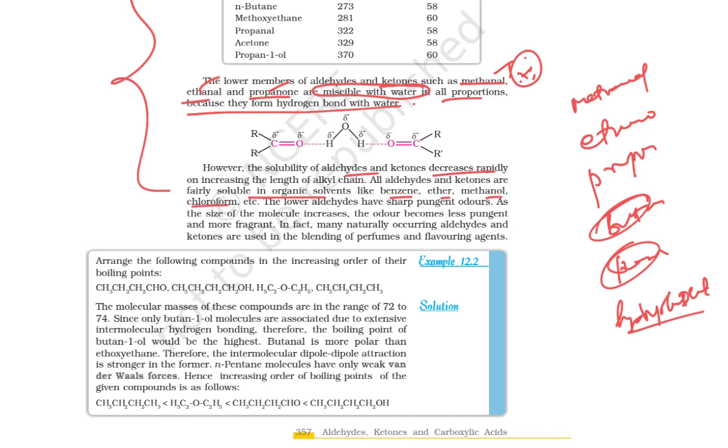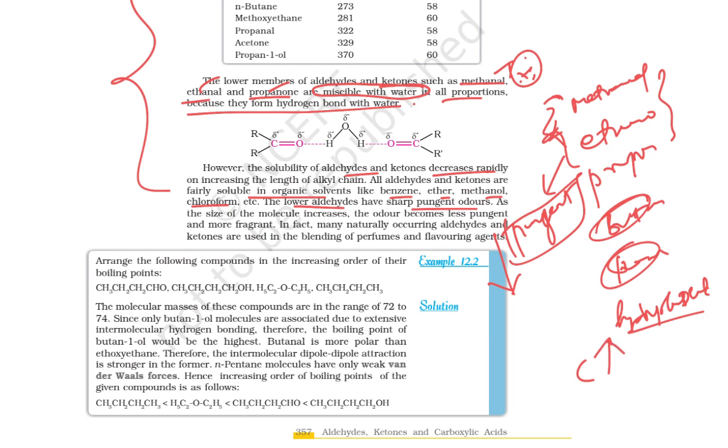Aldehydes and ketones are fairly soluble in organic solvents like benzene, ether, methanol, chloroform. Okay, so lower aldehydes have a sharp pungent smell, if this is a lower number of carbons, right? So in aldehydes and ketones, the lower members are pungent in smell. Okay, it is not a sweet smell, it is a pungent smell. As your carbon number increases, the pungent smell decreases. Okay, as the carbon chain increases, your pungent smell decreases and your fragrant smell increases. That is more important. Okay, clear?